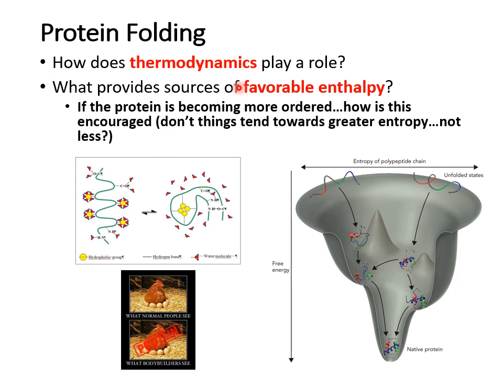Now, you may ask yourself, well, when we talked about thermodynamics and bioenergetics, we said things want to go toward greater entropy, which is greater disorganization, less order. So if a protein's folding and becoming more ordered, how is that going to be encouraged if we're not going towards greater disorder, we're going toward greater order? The answer to that is that the folding of that protein is actually a coupled system. So it's coupled with the water molecules that are around that protein.